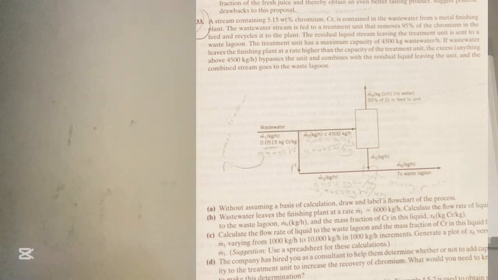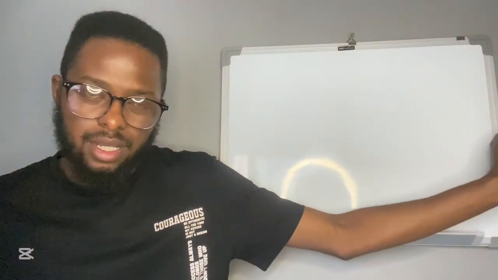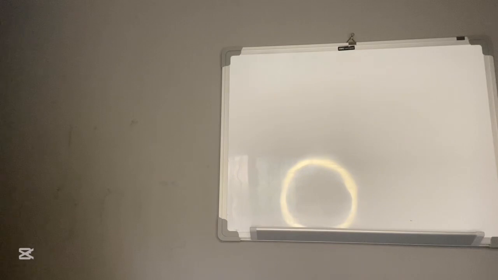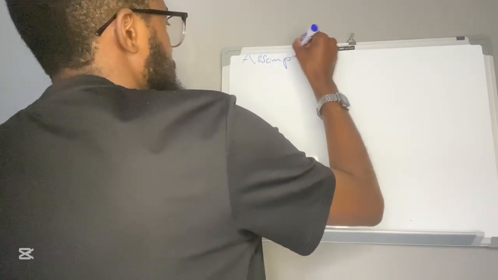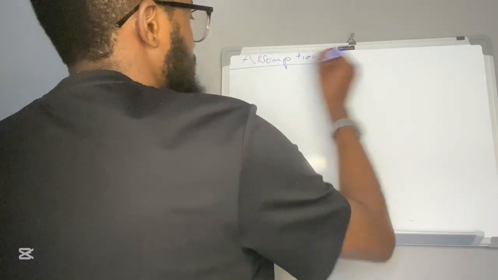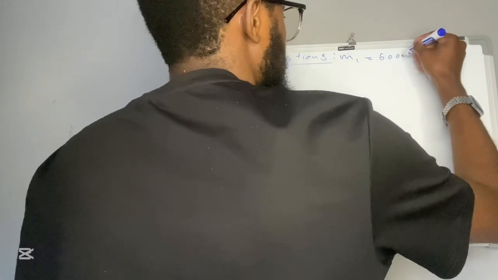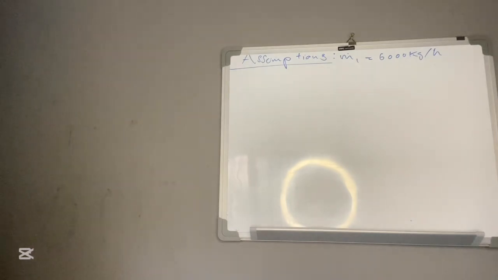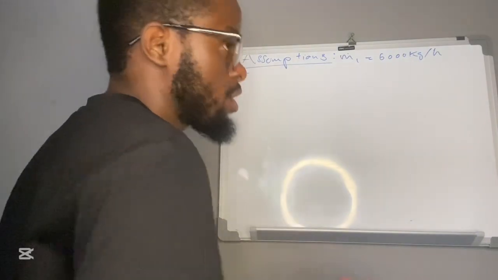Okay, fine. So now we're supposed to calculate the final answer of the stream that is coming up this side. So now they are giving us assumptions. They said M1 equals to 6,000 kilograms per hour, right?